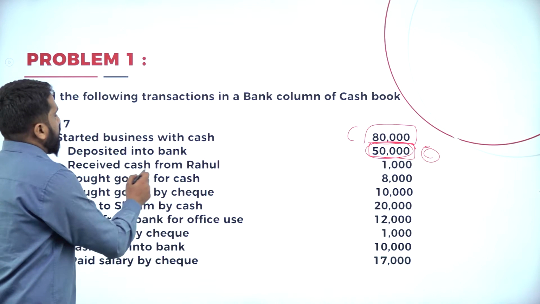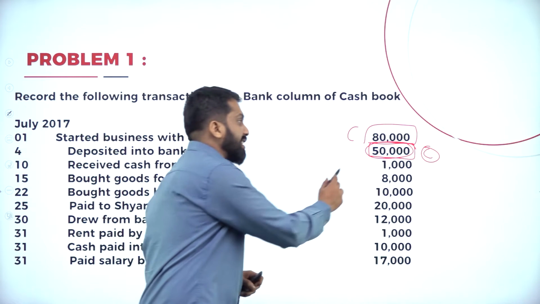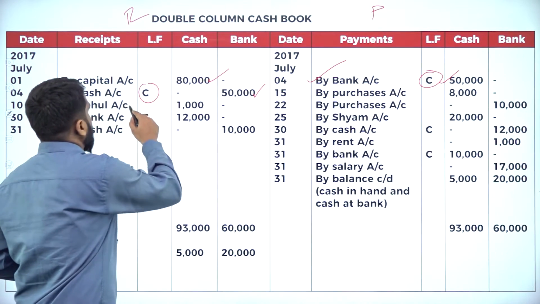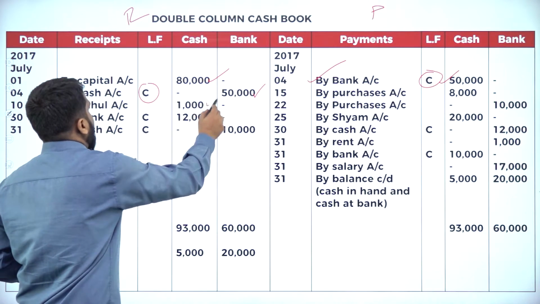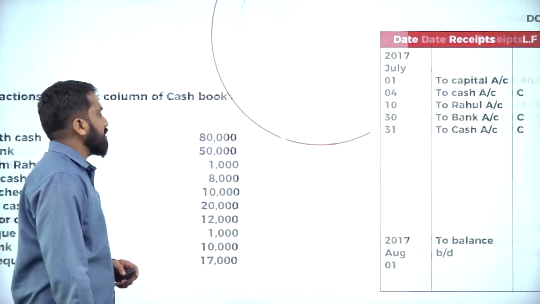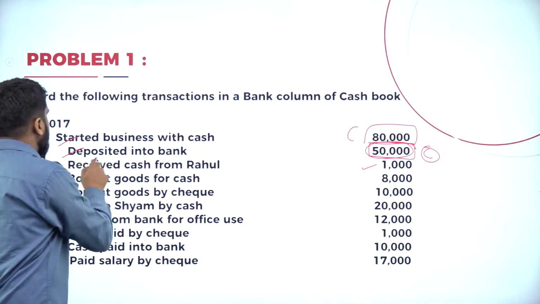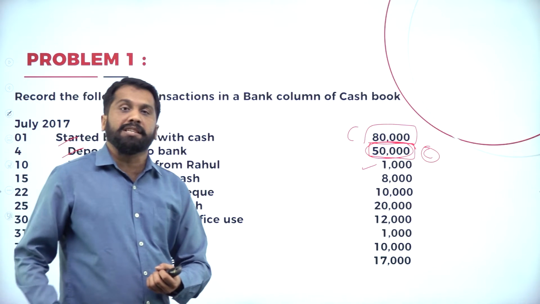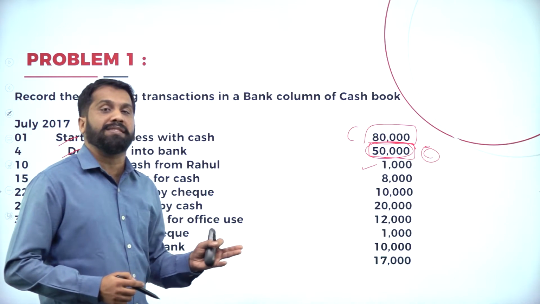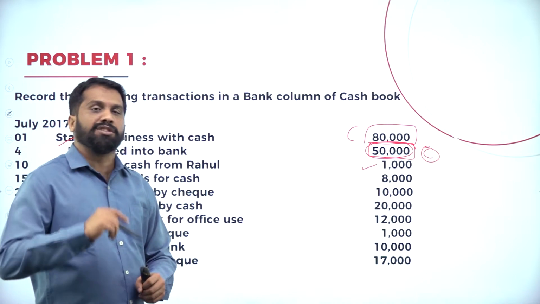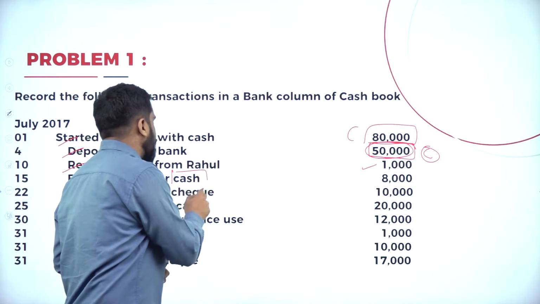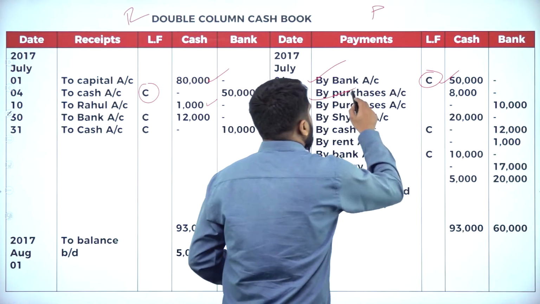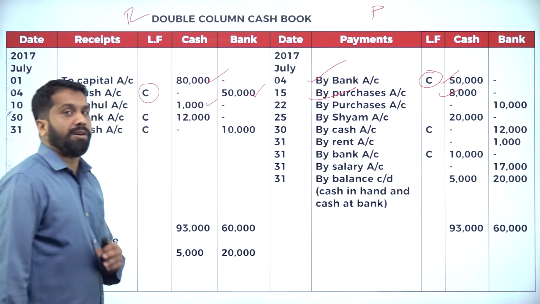Next, received cash from Rahul. You are receiving cash. It is cash. Received cash from Rahul. How much is it? 1,000. It is done? Yes. Next, bought goods for cash. Bought means what? You are purchasing. When you are purchasing, you are supposed to pay cash. It should be which side? Credit side. Which column? Cash column. Why is it the cash column? They have mentioned it as cash. What is the amount? 8,000.